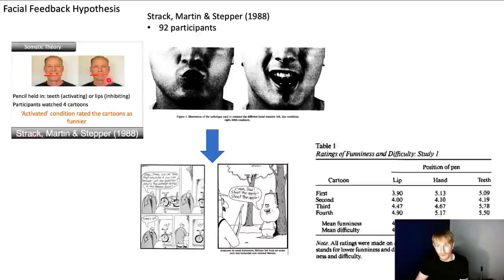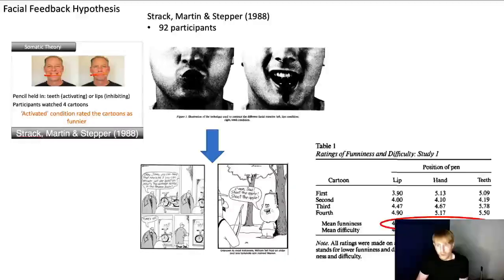What they found was, if you look at this line of the table here, participants that held it with their lips, which inhibited the activation of that muscle, reported that the comics were less funny than participants that held it between their teeth and activated that smiling muscle. So the idea is this embodiment idea, that by activating the smiling muscle, we infer from the fact that it's activated that we find it more funny.